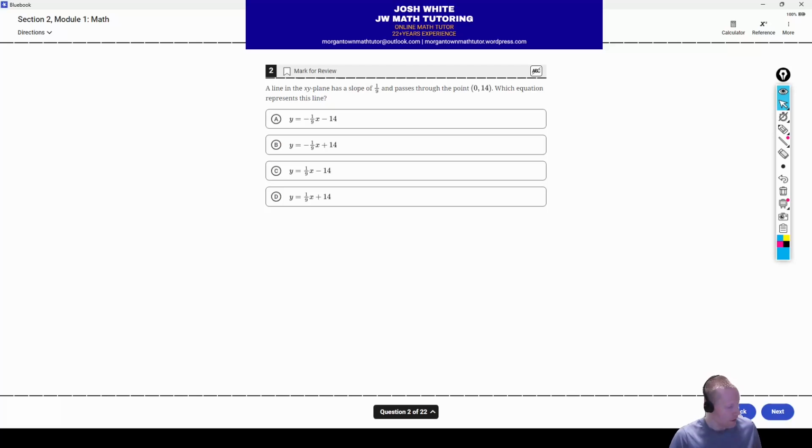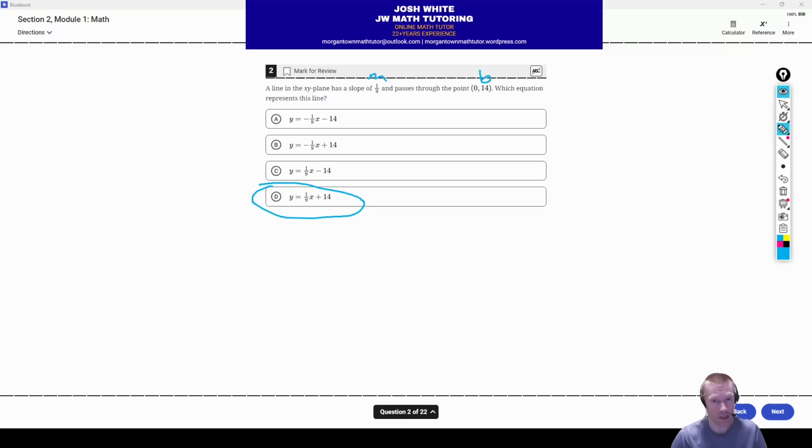All right, now they give us the slope of this line and they give us the point it passes through. Note that this point it passes through is the y-intercept, even though they don't tell us that, because the x coordinate is 0. So b has to be 14. Therefore, the equation of the line is just going to be y equals 1/9, the slope, x plus 14. So the correct answer is letter D.